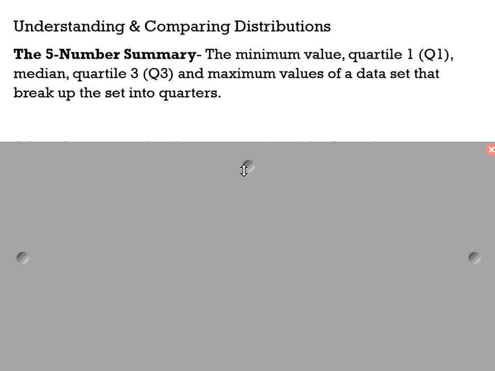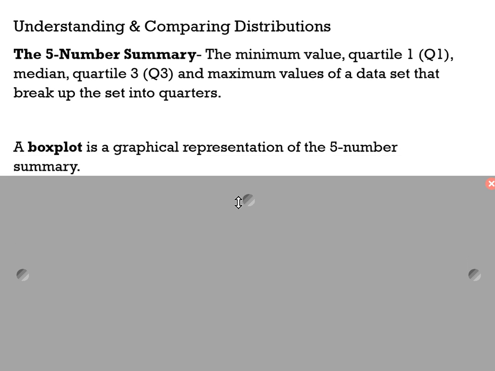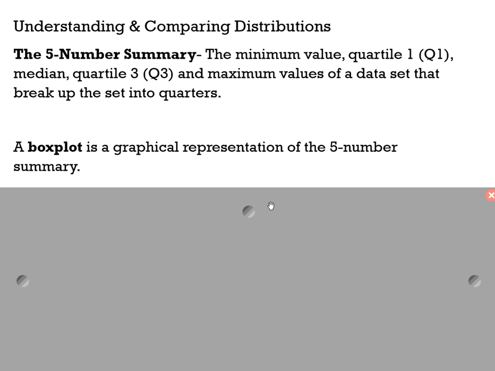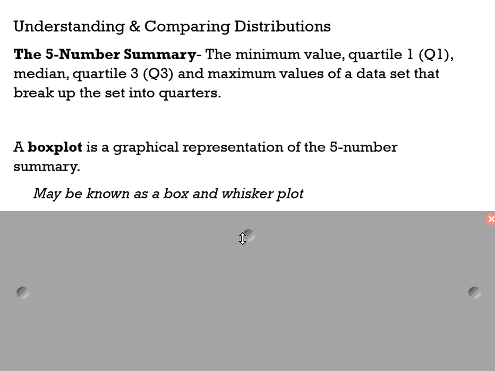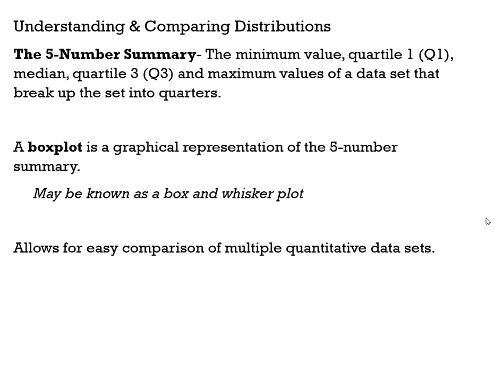And what we're going to make out of that is a box plot. A box plot's a graphical representation of the 5-number summary. You might have seen it before in another class, possibly introduced as a box and whisker plot. Both of those terms get used, but usually in this text it's just referred to as a box plot. The big advantage with box plots is we'll be able to easily compare multiple quantitative data sets.